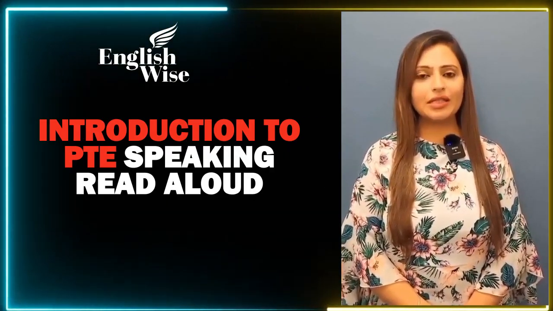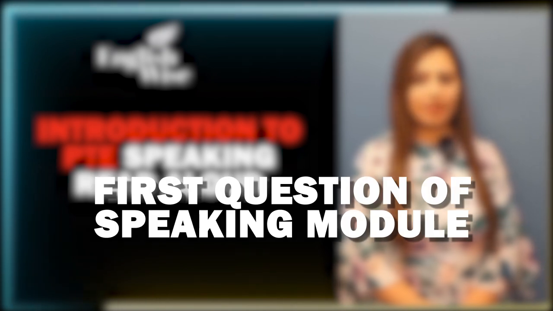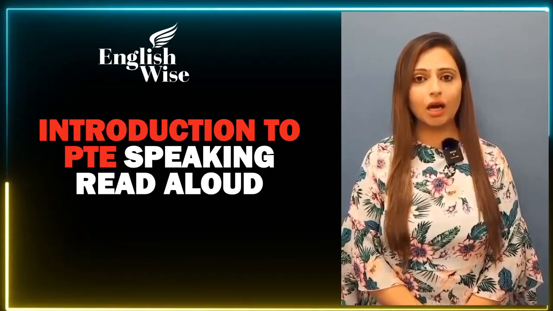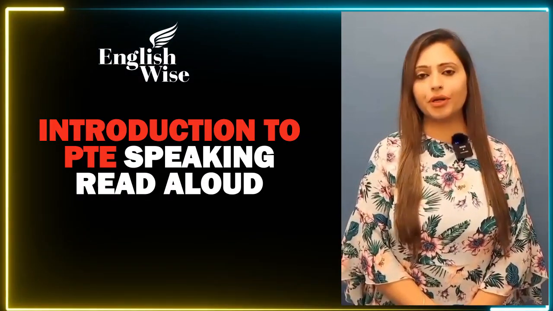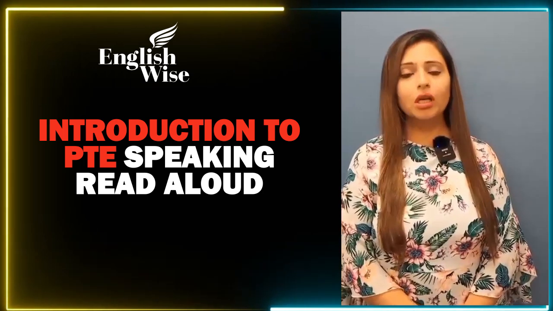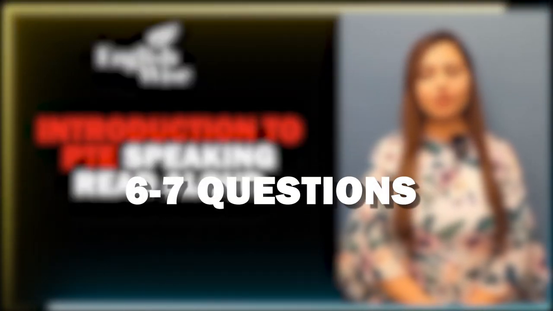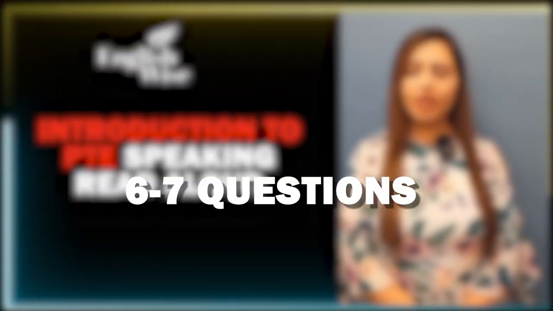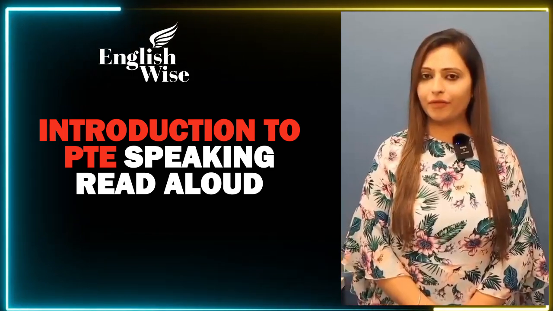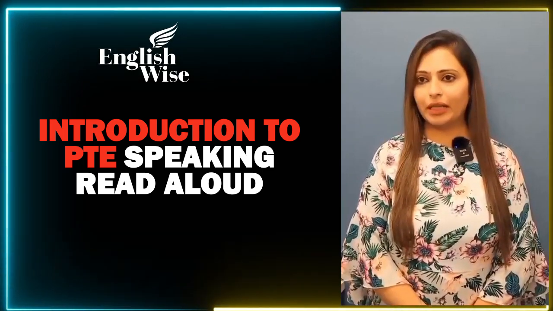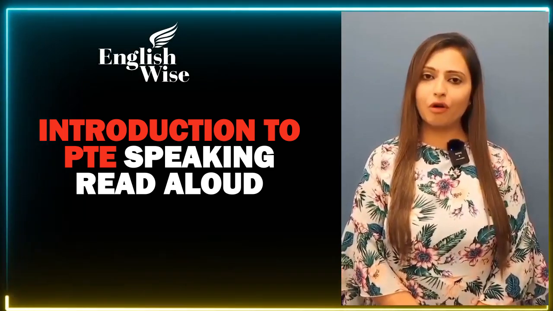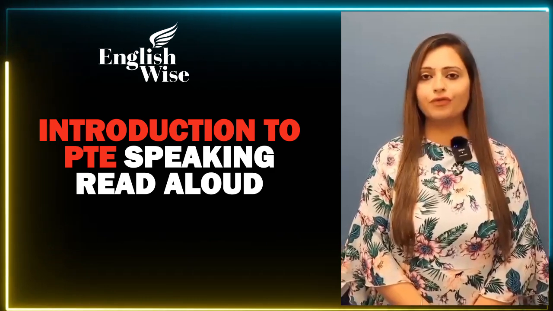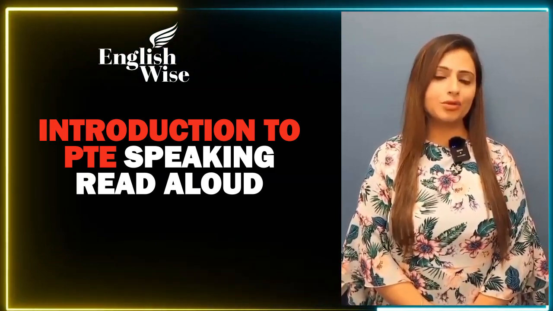Today we are going to discuss the first question of your speaking section, which is called Read Aloud. Now that's the most important question of your speaking module. You will be getting 6 to 7 questions of this category in your exam. Each question will be a paragraph. That paragraph can be of different length. You can get either a paragraph of 2-3 lines or 4 to 5 lines or maximum 5 to 6 lines.